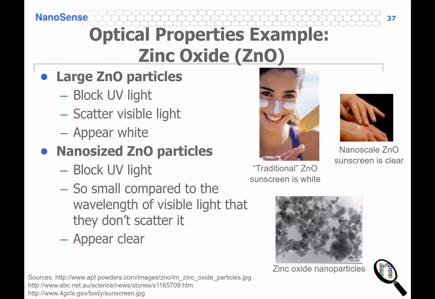Here's another slide about zinc oxide, as I told you, right? This is the old traditional zinc oxide where it's white, but the new nanoparticle zinc oxide looks clear on your skin. But they both block the UV light.